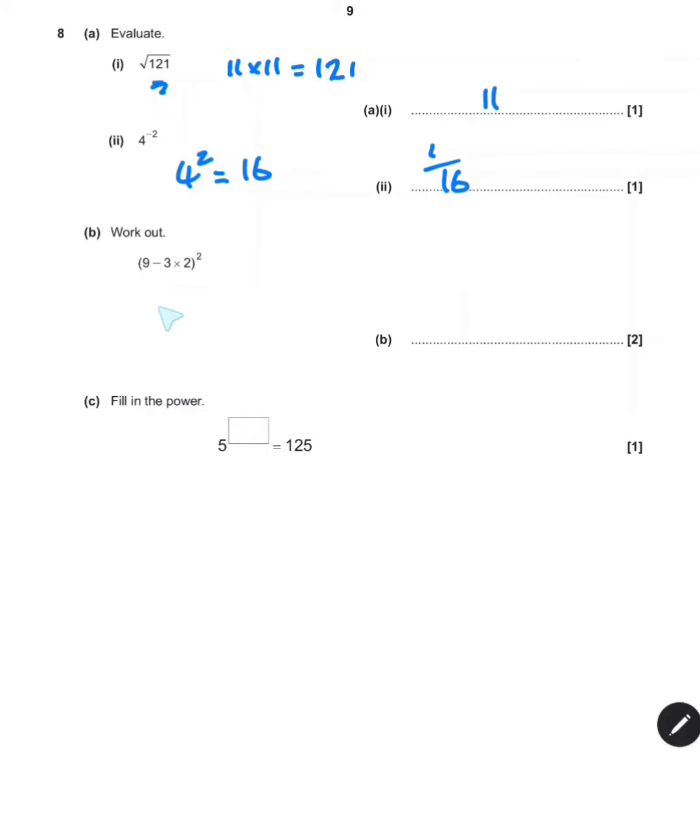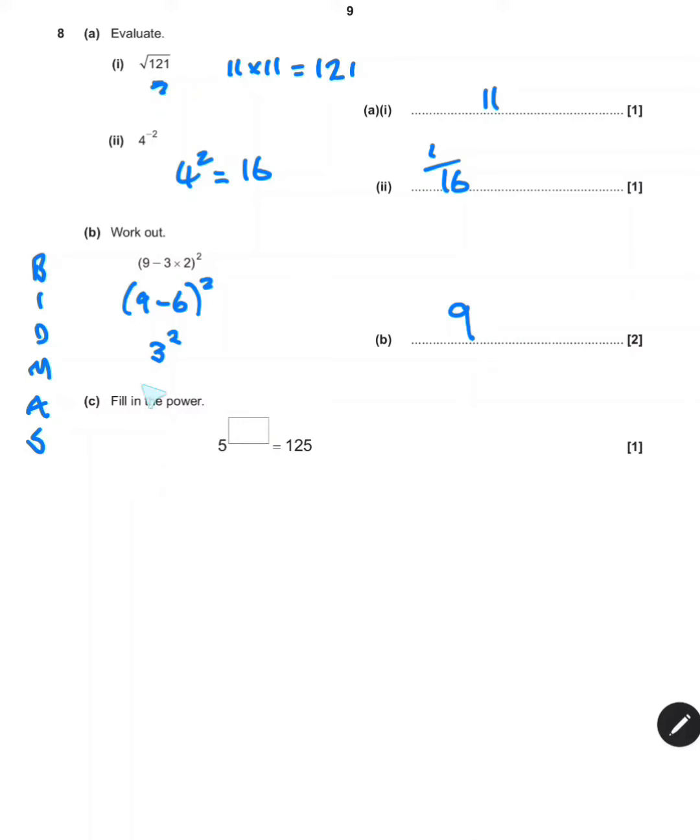Part B, we've got some brackets being squared. If we follow the rules of BIDMAS or BODMAS, we know to do brackets first. And within the brackets, we're going to need to do multiplication first. So we're going to do this 3 times 2, get 9 minus 6 squared. Complete the brackets, 9 minus 6 is 3 squared, and 3 squared is 3 times 3, which is 9.